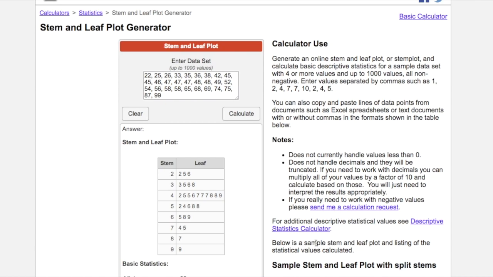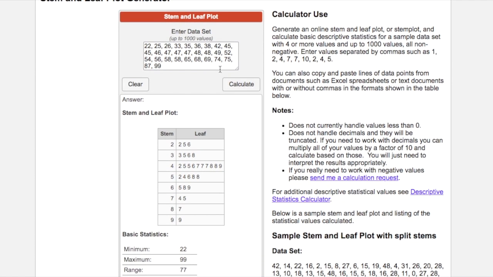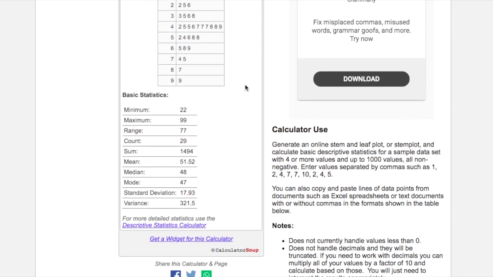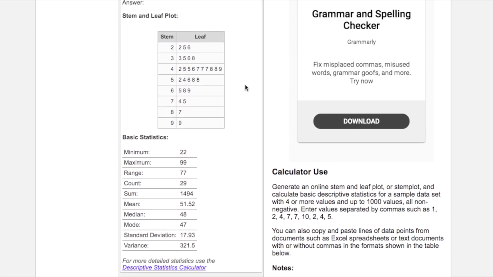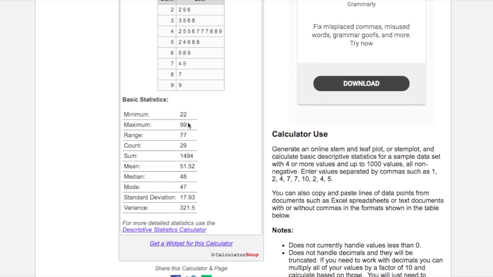All right, so this is bringing me to a website where I actually got this information from. What's nice about this is it's online and it's a very quick way to create a stem and leaf graph. The data was already entered into the computer, and once calculate was hit, it gave a lot of the statistics and important facts about the stem and leaf graph below.